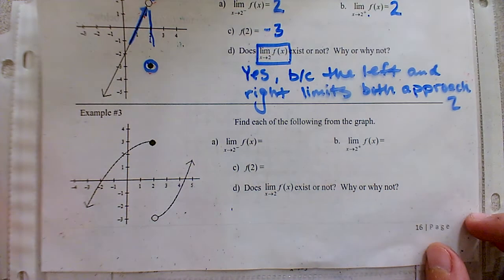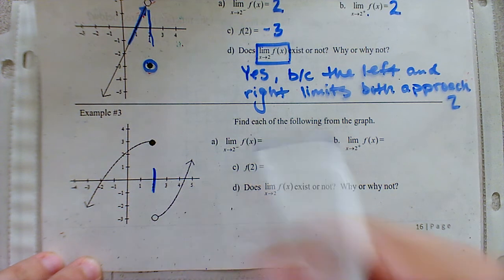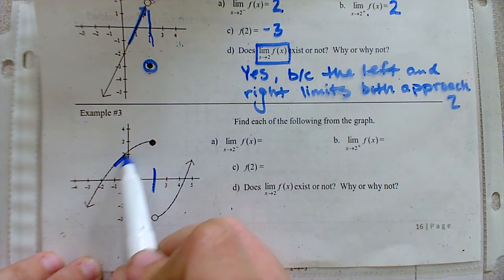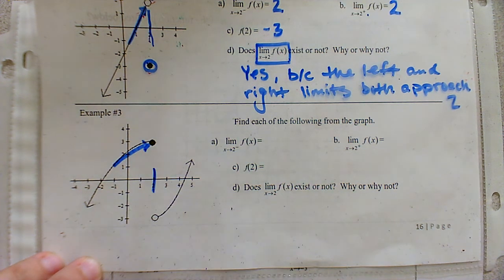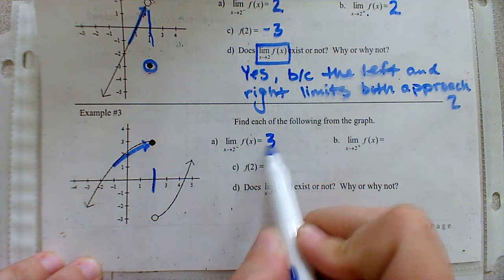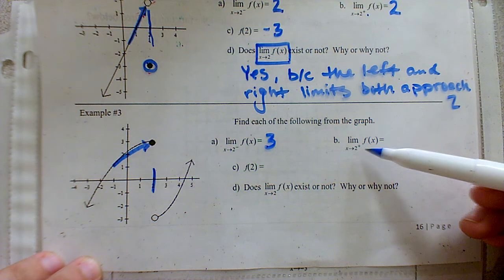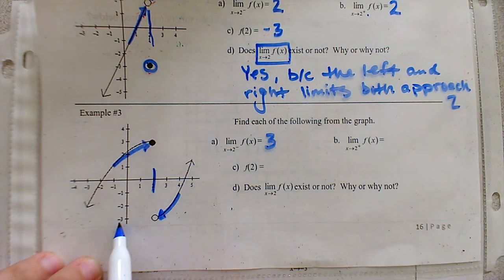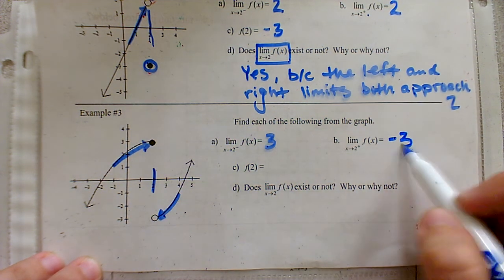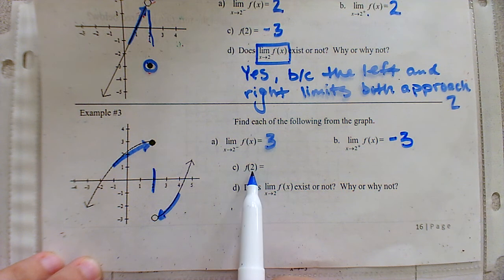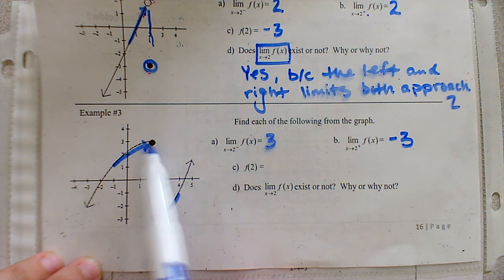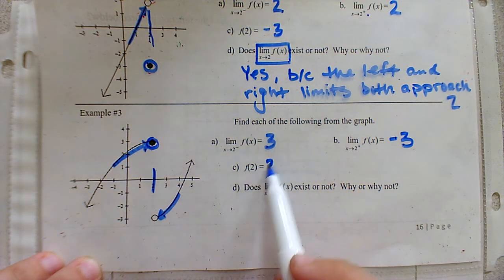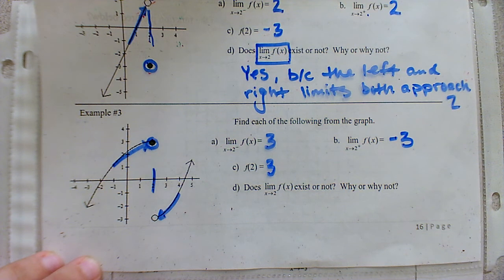Looking at our last one, find each of the following. So we're going to approach 2 again. First one, we're going to trace the left-hand graph. Notice how we get closer to the closed circle, which has a height of 3. If we trace the right-hand side graph, we're going to get closer to the hole, which has a height of -3. If we were to actually plug in 2, instead of just approaching it on either side, we would have a function value of 3 based on the closed circle.